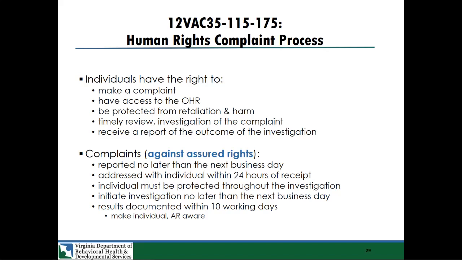The results of the investigation, the director's decision, and any applicable action plan must be documented in CRIS within 10 working days, unless an extension has been granted. Also, the individual and the AR must be made aware of the decision and action plan in writing.